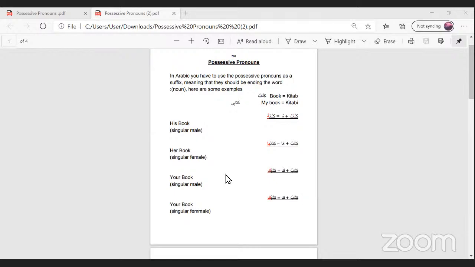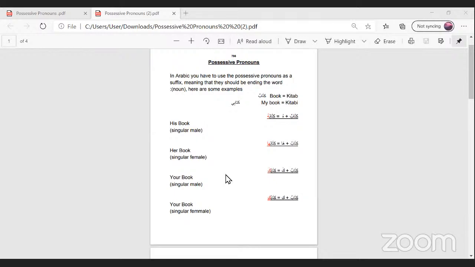We have to add that ha, just the hu, at the end. And if you add a ha, it becomes her book. So it becomes kitabuha. Kitabuha means her book.